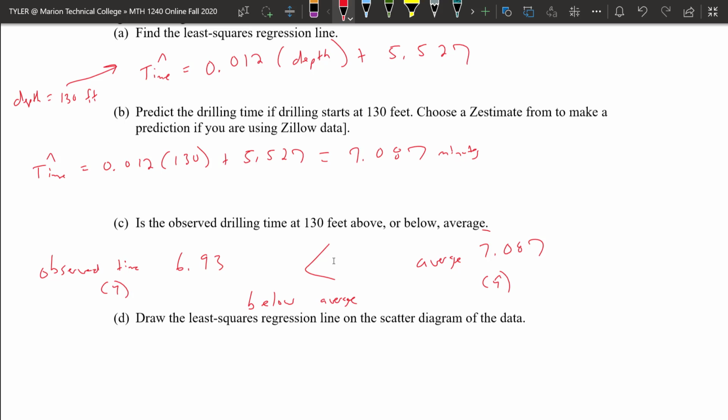So this value here, 7.087 minutes, is what we would expect the average to be if we looked at a lot of times for drilling starting at 130 feet. That's what we would expect the average to be, roughly. That's predicting.